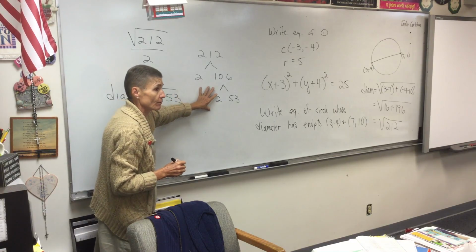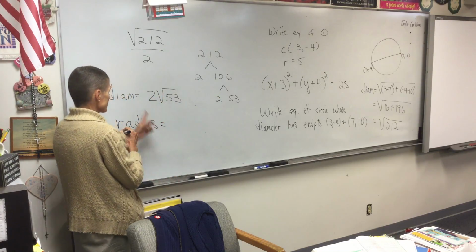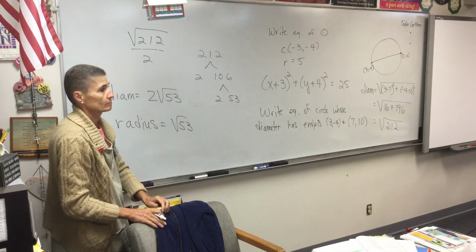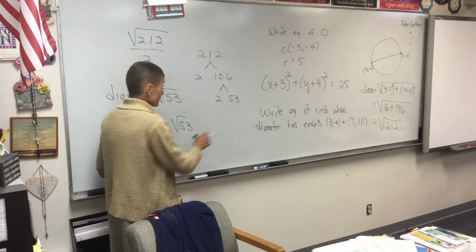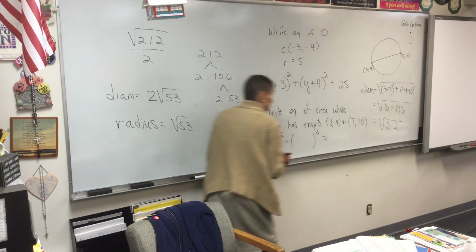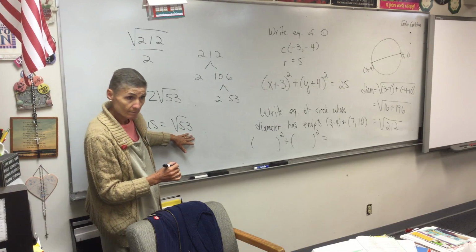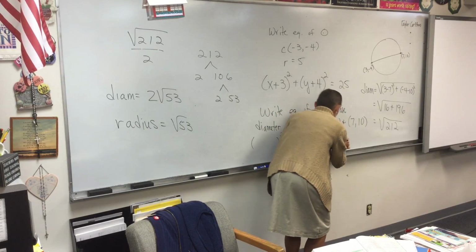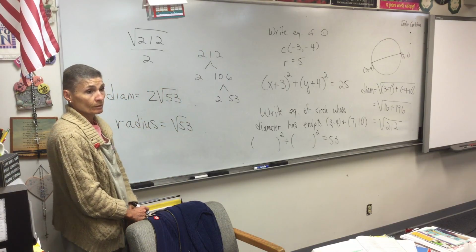That's my diameter. So what's my radius, which is what we really needed from the beginning? What's my radius? Just root 53. So whatever equation I write here, if the radius is root 53, then what's this going to equal over here? 53. All right, so far so good. Good job. What am I missing?